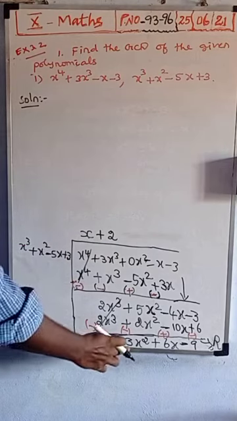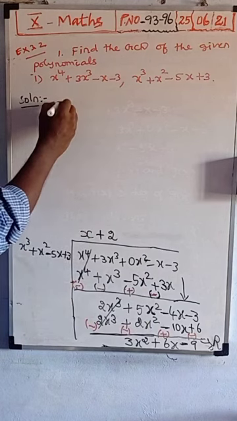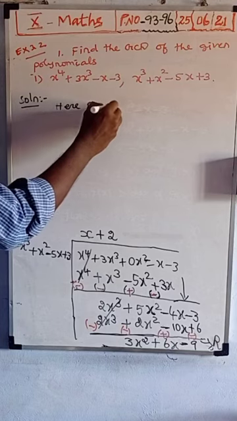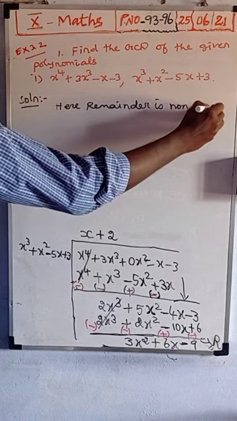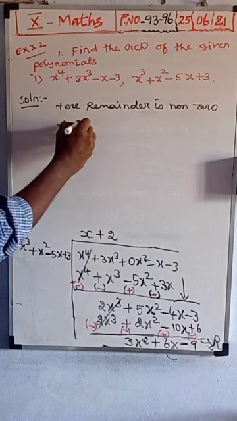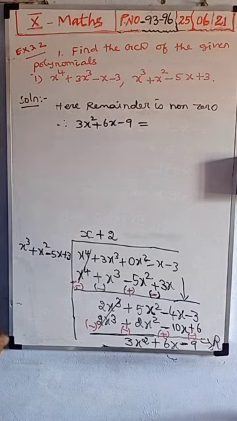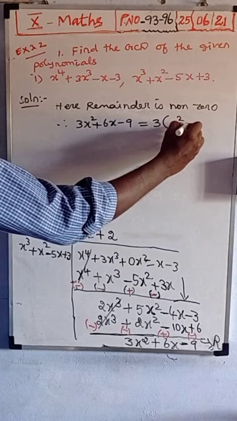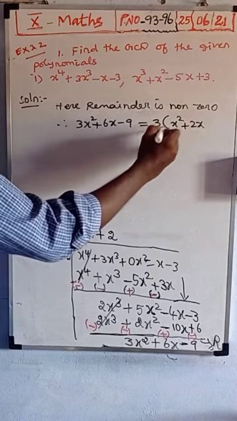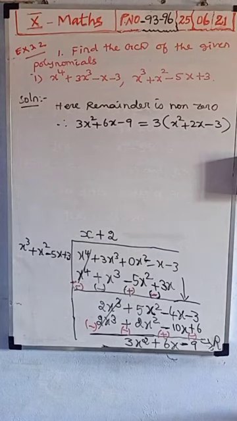Here you see 3x squared plus 6x minus 9. The remainder is non-zero, therefore in 3x squared plus 6x minus 9, what is common? 3 is common. You take 3 outside, and the remaining is x squared plus 2x, since 3 2s are 6x, and next 3 3s are 9. So taking 3 outside, the remaining is x squared plus 2x minus 3.